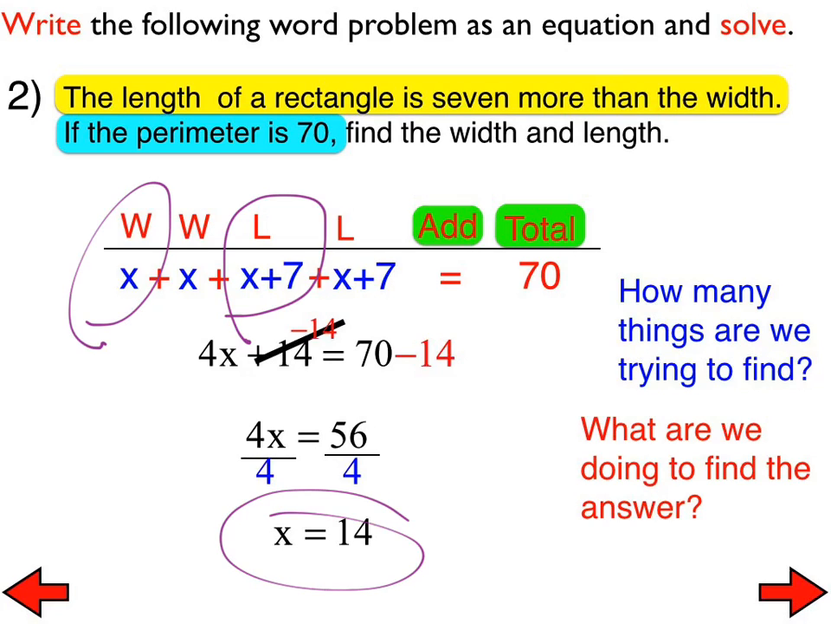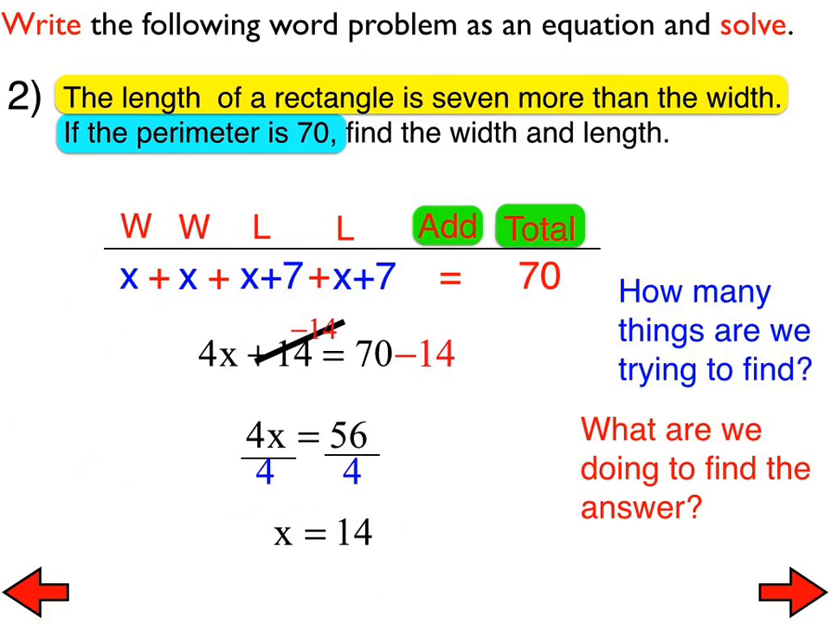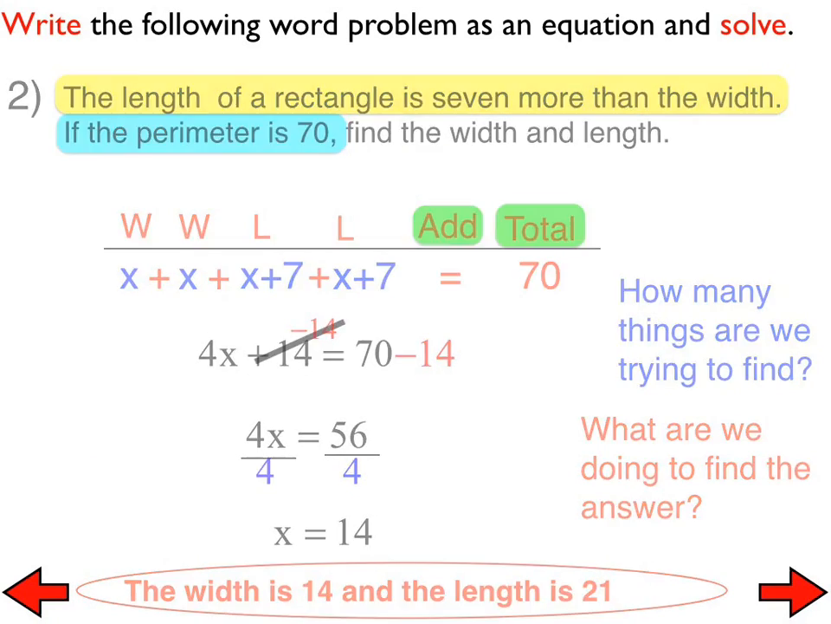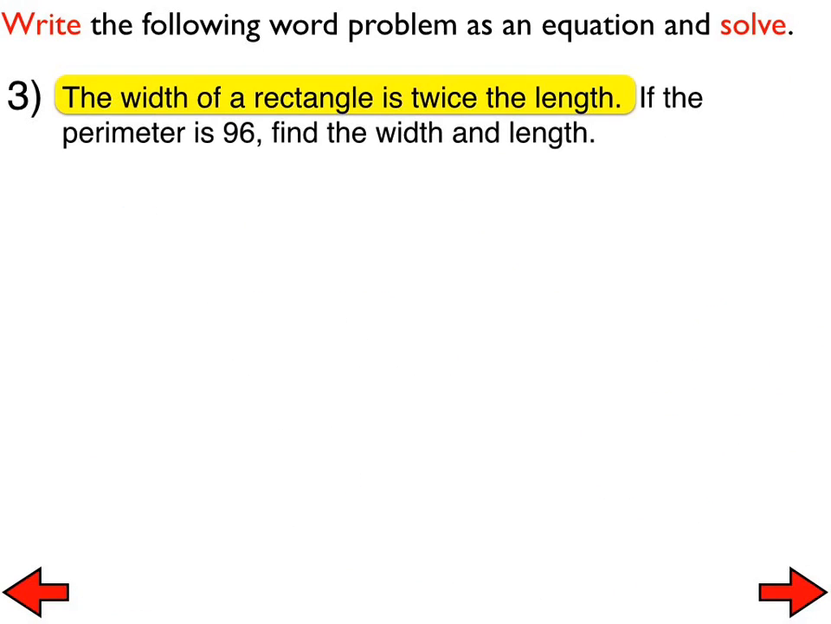So the width is 14 and the length is 21, and I asked you also to draw a rectangle and make sure that that made sense. If you add up all four sides there, we will get 70, and the length is 7 more than the width. All right, let's take a look now at number 3. The rest of the problems are really the same kind of problem, except we've got to make sure that we read a problem very carefully.